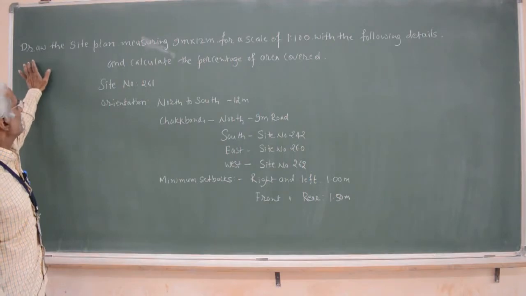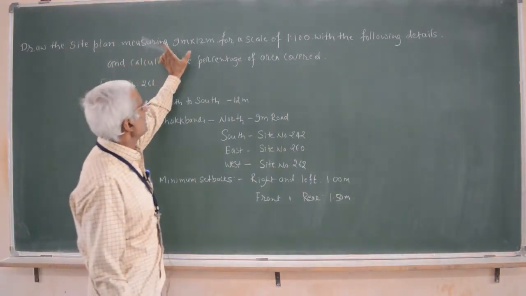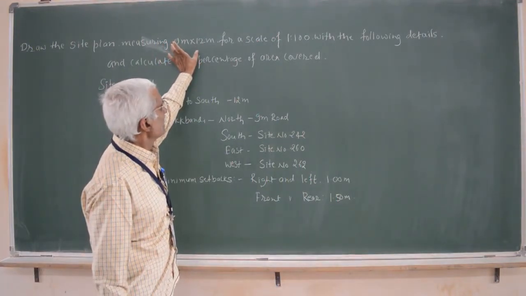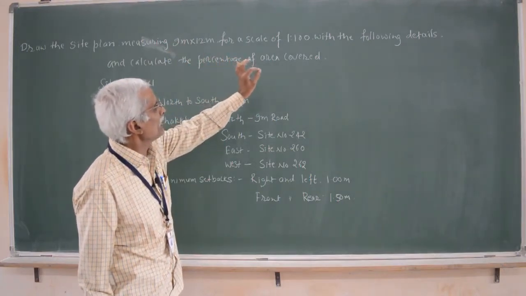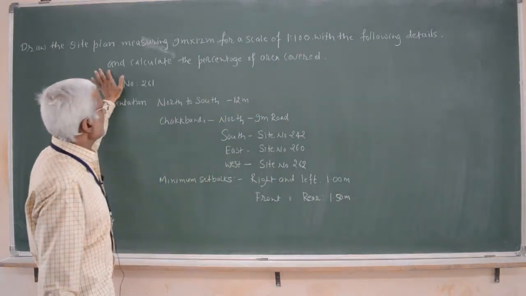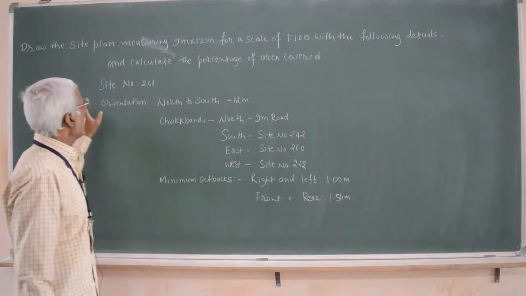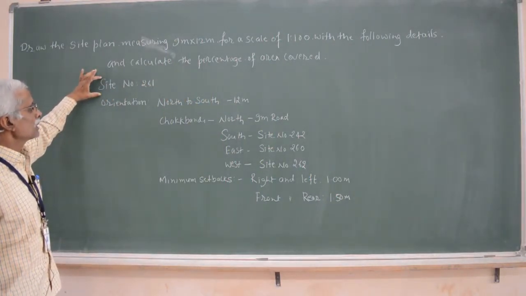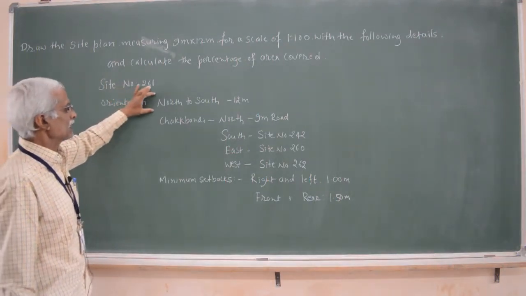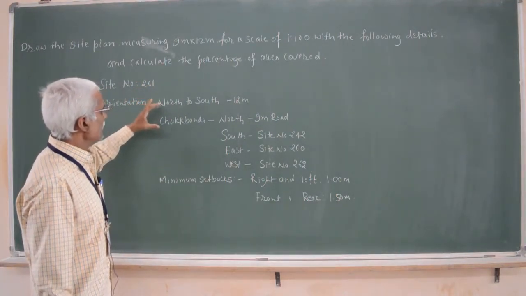I have already written on the board: draw the site plan measuring 9 meter by 12 meter. That means the site is 9 meter by 12 meter, for a scale of 1:100, with the following details, and calculate the percentage of area covered. Now your site number is 261 and orientation. Here orientation means the direction, okay, north to south, and below that, Chakbandi.